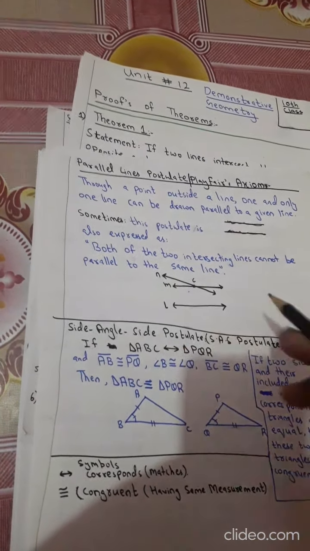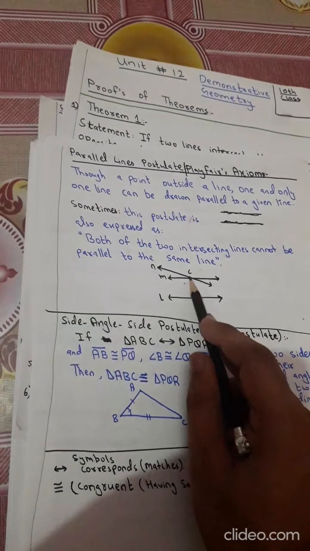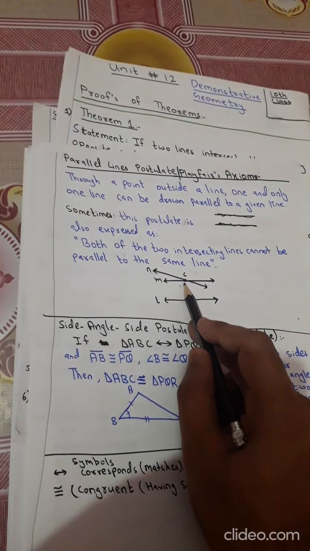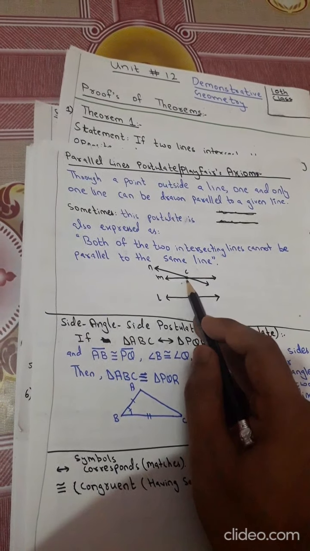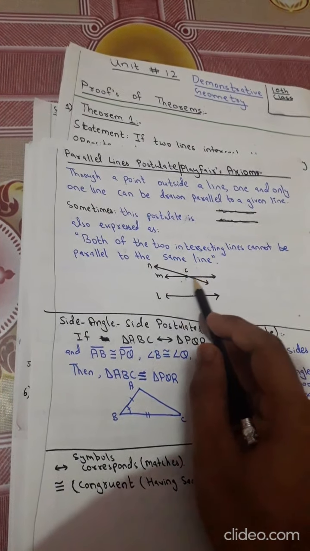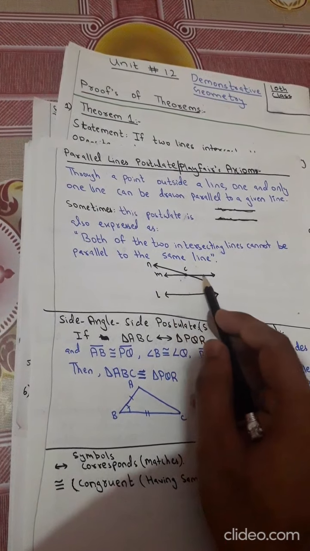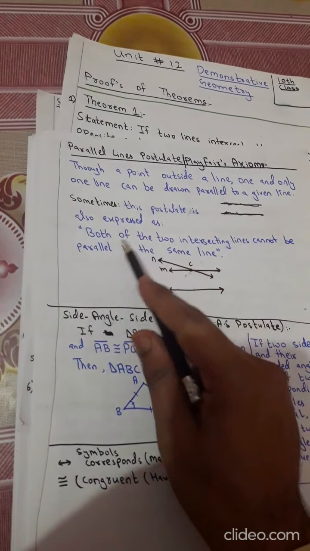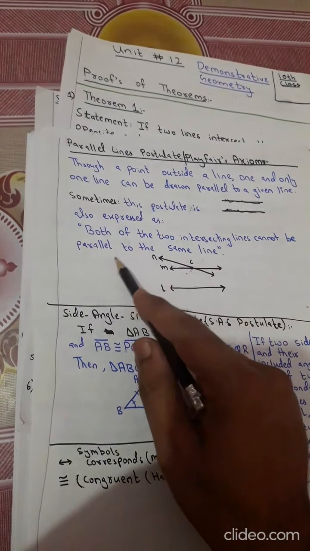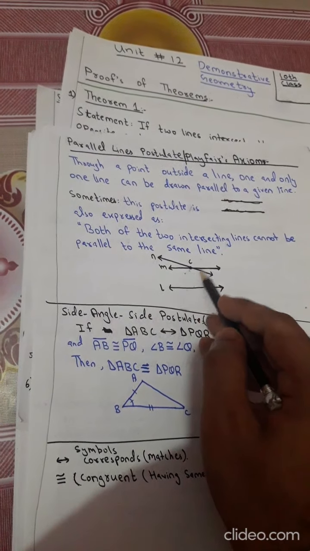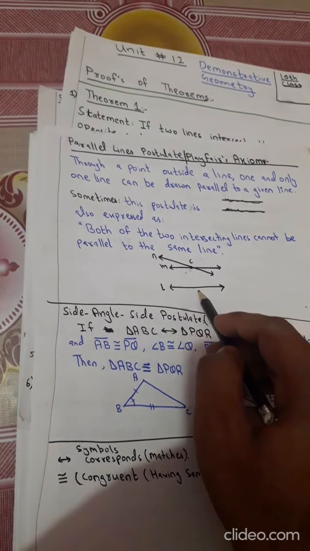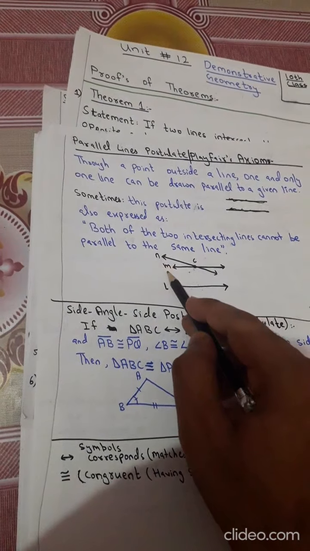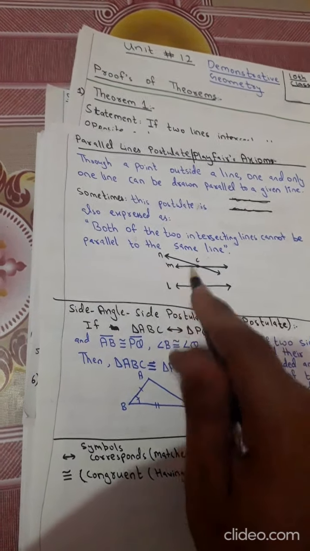We have a line L and a point C outside that line. Through this point, only one line can be drawn parallel to this line L. Sometimes we also write it as: two intersecting lines cannot both be parallel to the same line. If these two lines are intersecting, only one is parallel to line L; both M and N cannot be parallel to line L.